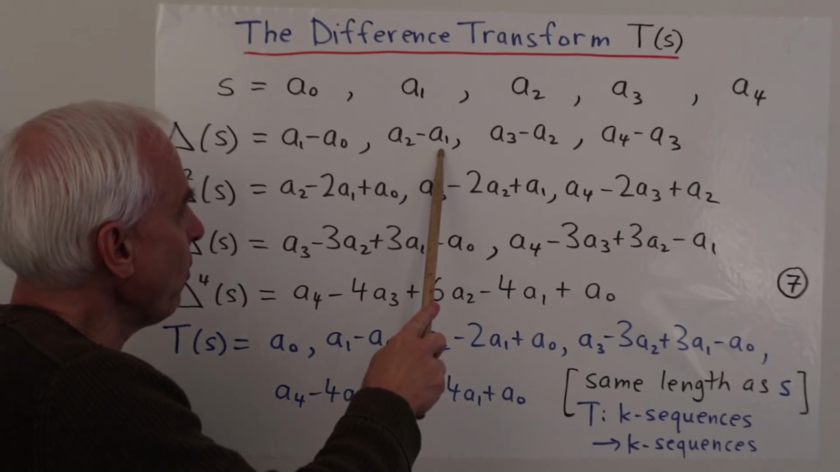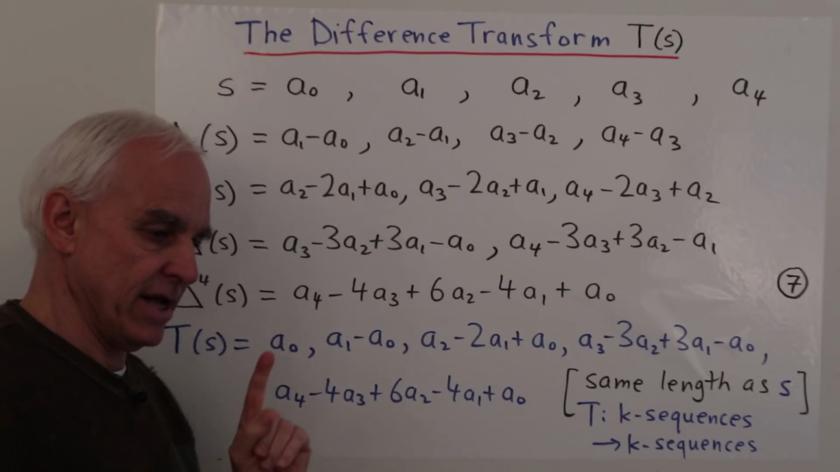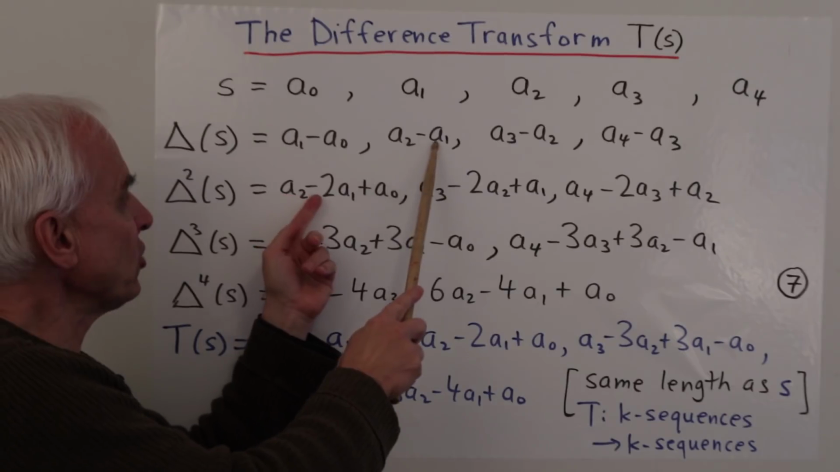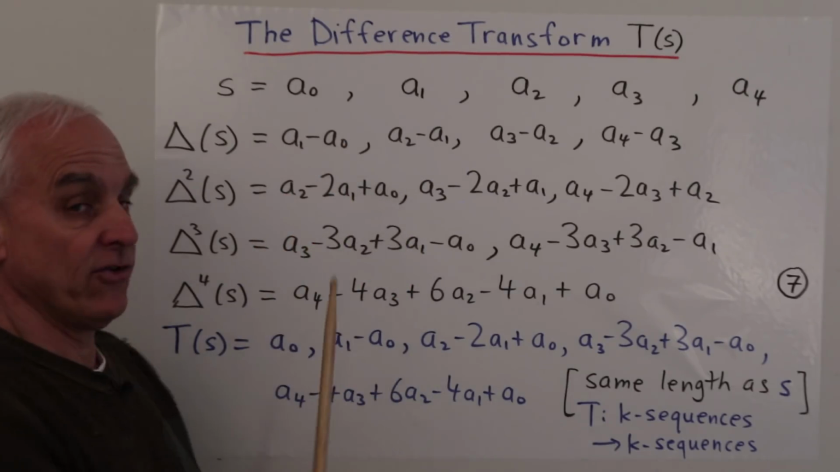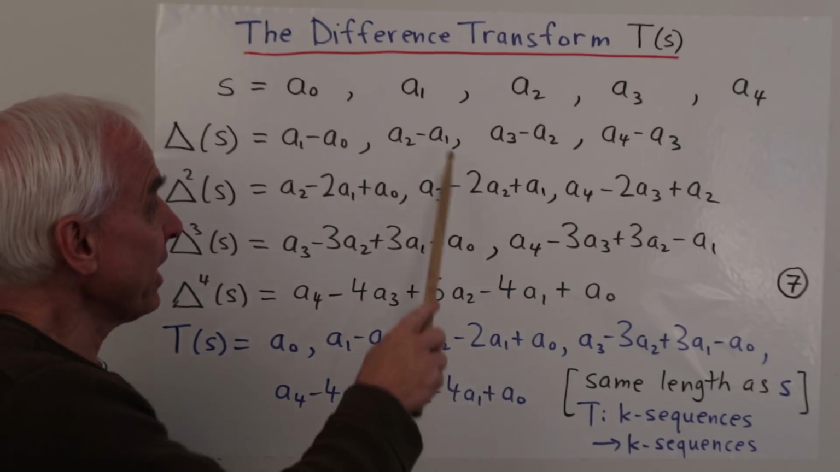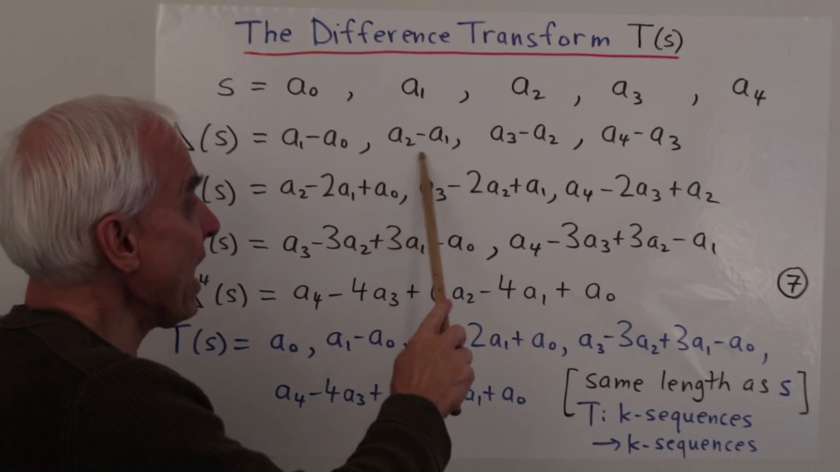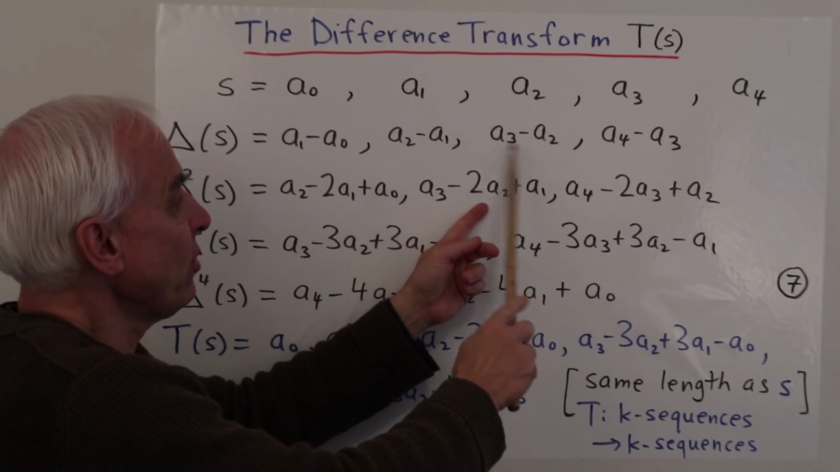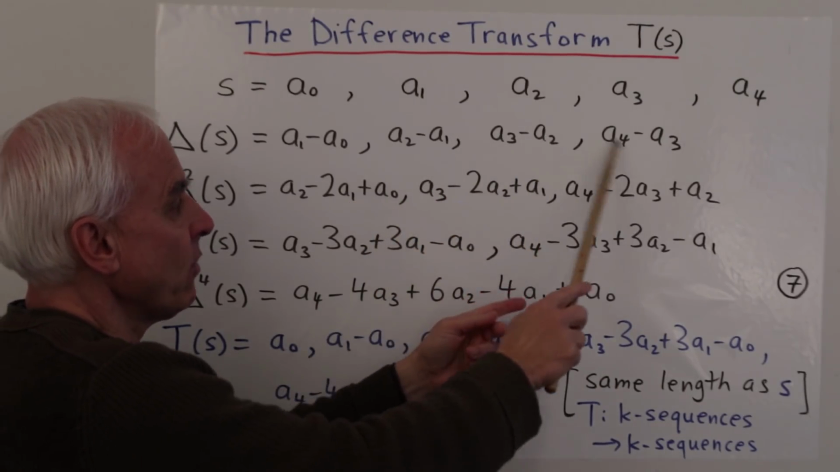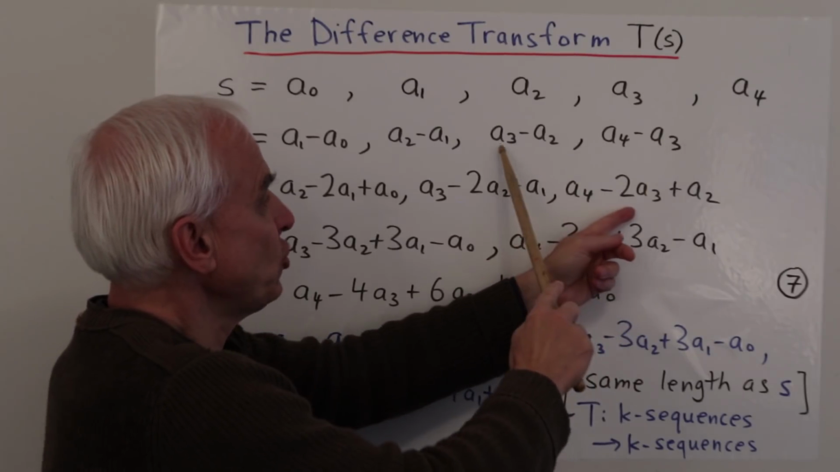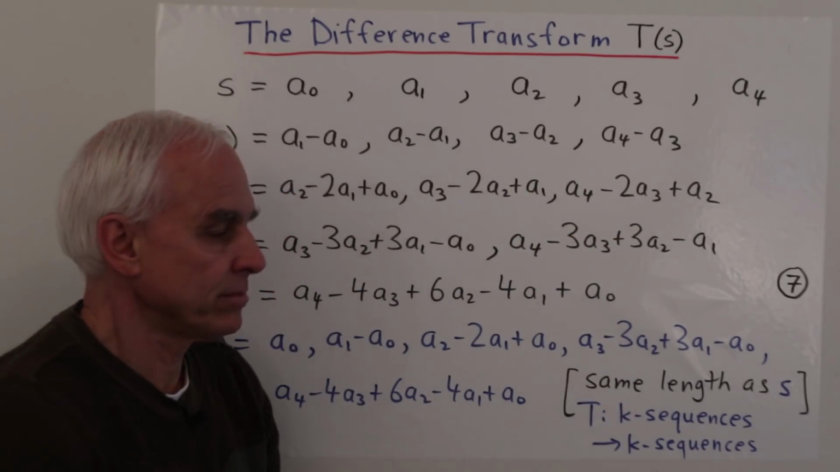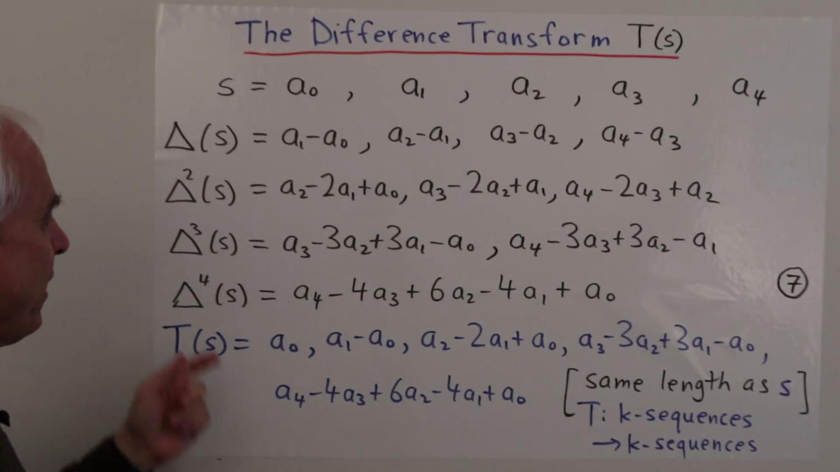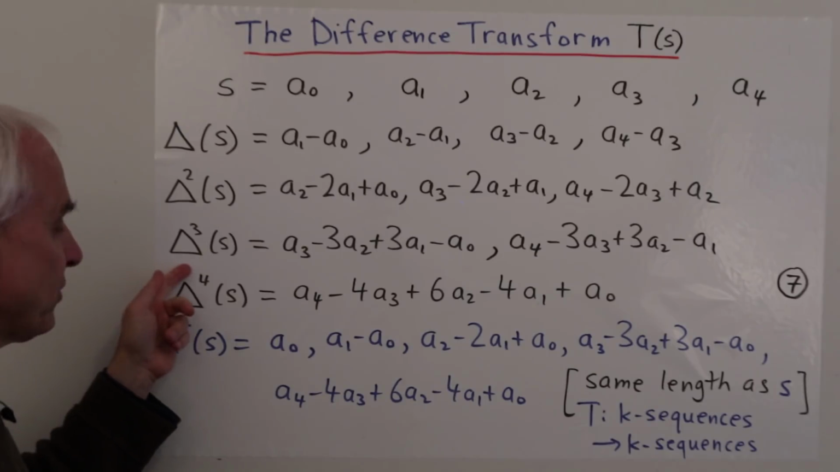So a2 minus a1 minus (a1 minus a0). That gives us a combination a2 minus 2a1 plus a0. Similarly, the next one, a3 minus a2 minus (a2 minus a1), is a3 minus 2a2 plus a1. And the final one, a4 minus 2a3 plus a2. And that's a 3 sequence. And the pattern will be clearer when we get to the third one.